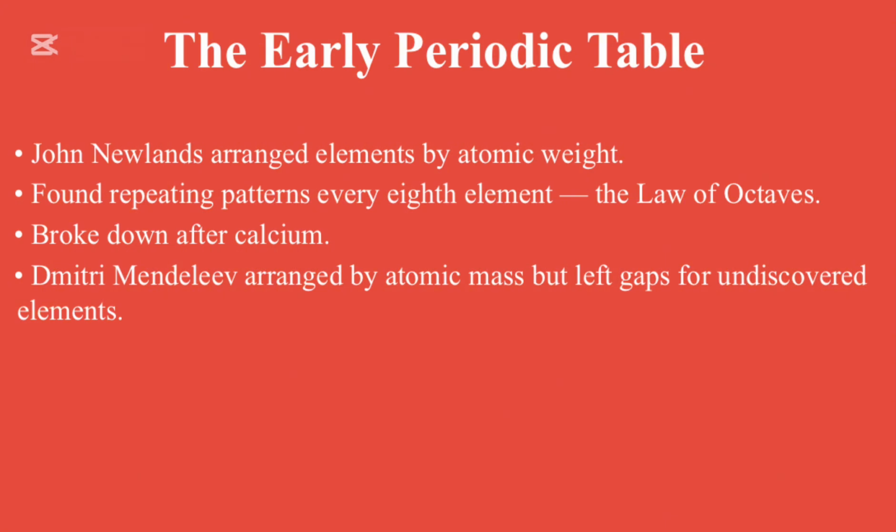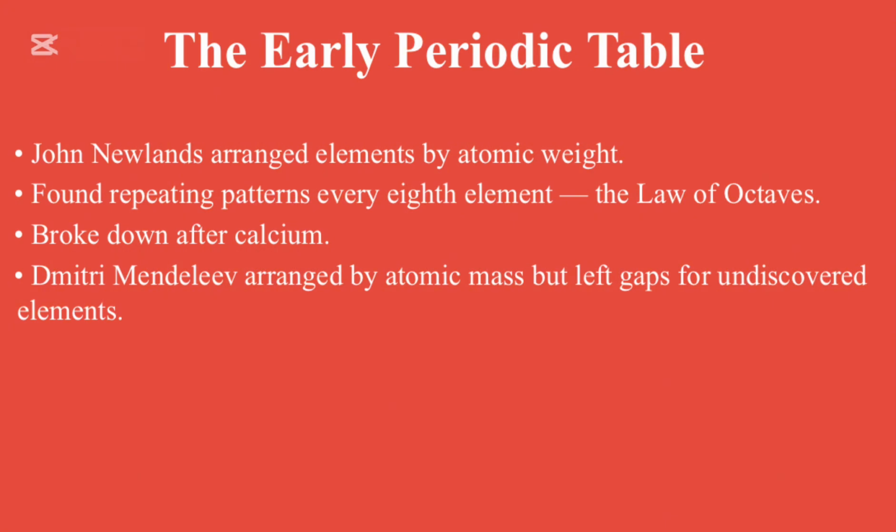Now, let's talk about the early periodic table. In the year 1865, an English scientist, John Newlands, proposed his law of octaves, where he arranged the elements in order of their atomic mass. Newlands noticed that every 8 elements had similar chemical properties. Now, this then broke down after calcium was discovered in the periodic table.